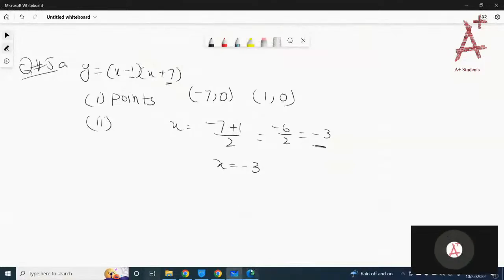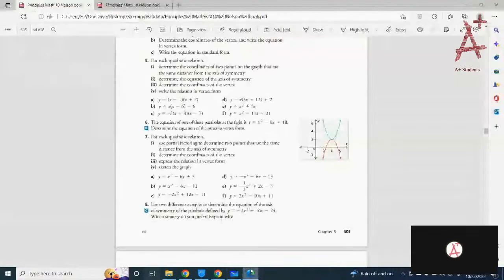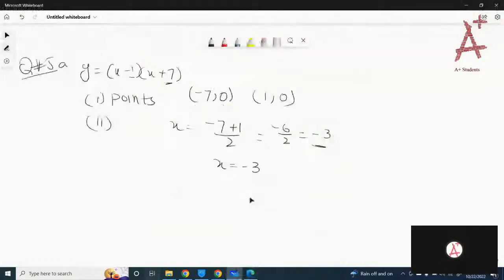Okay, for the third one, determine the coordinates of the vertex. Now for the third one, we have to find the vertex. We can find the vertex by putting x equals negative 3 in the equation. So just replace the x in the equation.